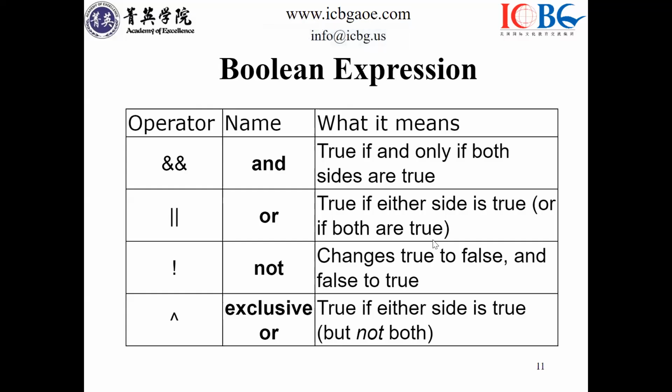So here are some more operators, right? We have the double ampersand, which is an and, and the double pipes. These long vertical lines are called pipes. That's an or. Exclamation mark is a not, and a caret is an exclusive or. So an exclusive or is essentially like dogs or cats, and you can only choose one or the other. You can't have both.